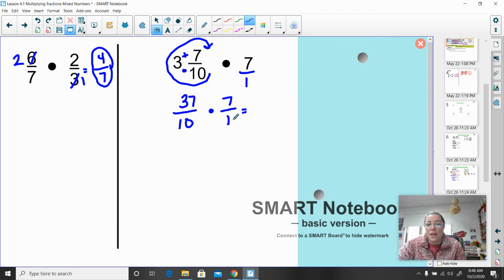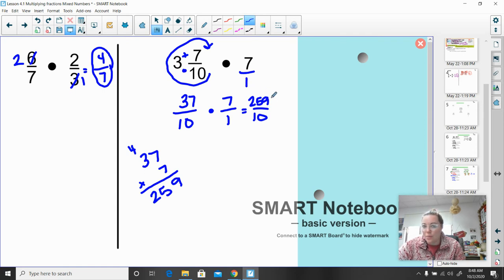So I know that 10 times 1 is 10. That one is easy. 37 times 7 is something that I'm probably going to have to scratch out over here. 7 times 7 is 49. 7 times 3 is 21, plus 4 is 25. So I get 259.